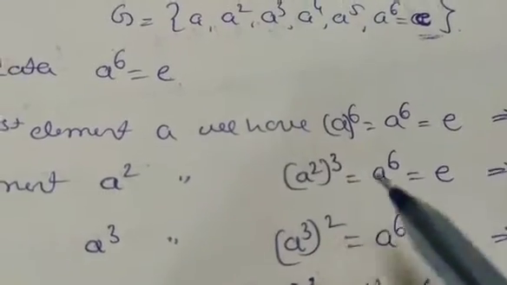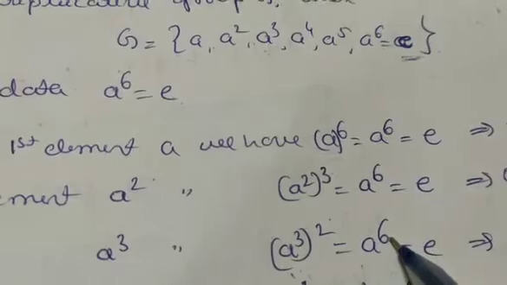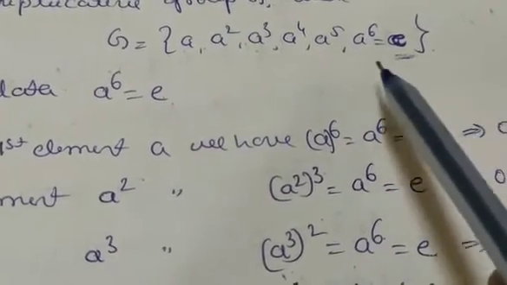Next, the order of A cubed. Order of A cubed means we know A cubed whole squared. A cubed whole squared is A raised to 6. Our intention is to get E. So E is nothing but A raised to 6.